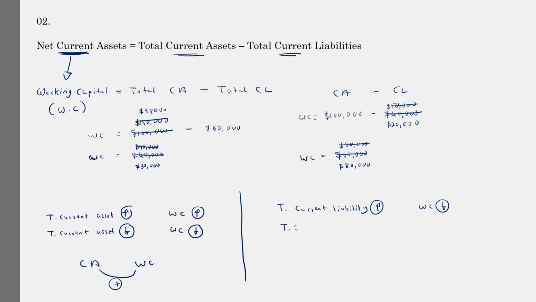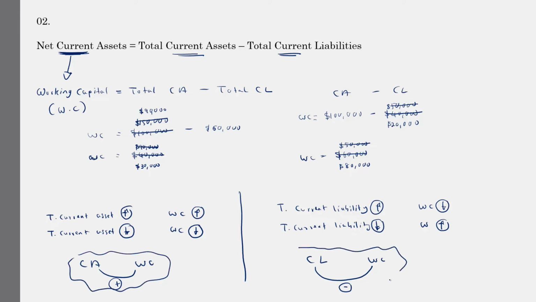Then what you have to understand, if your total current liability decreases, what will happen to the working capital? Working capital is increasing. Now if you look at the relationship between current liability and the working capital, is it a one-way relationship? No. When the current liability increases, working capital decreases. When the current liability decreases, working capital increases. So there is an inverse relationship. There is a two-way relationship. So what is that? It is a negative relationship. So this is something very important that you have to remember.